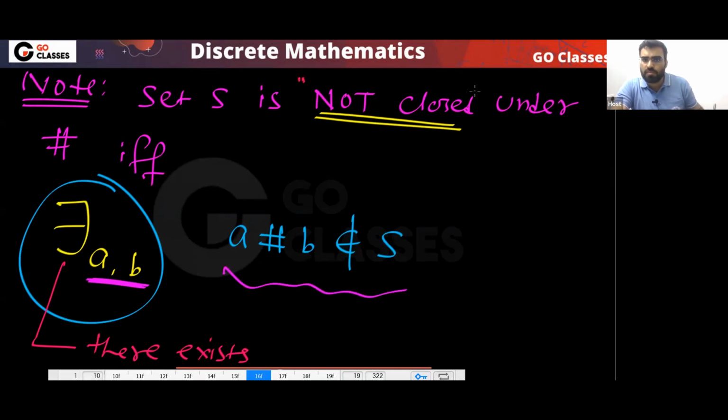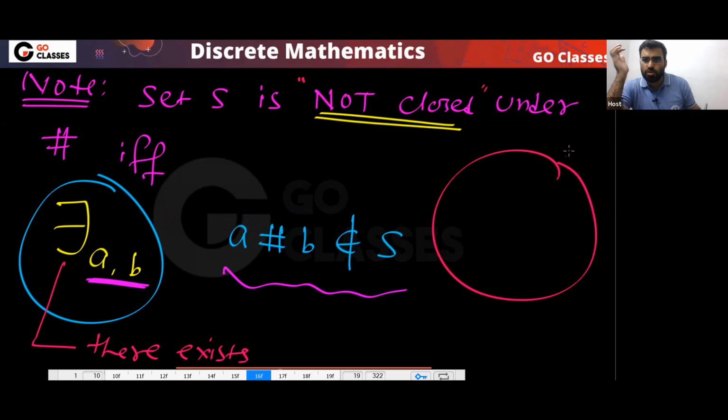Many of you might be thinking that this is very easy, that you know this definition. Yes, there exists. Basically, you have this set, and this set is not closed. Not closed means there are at least two elements, and they can be same or different. This A comma B, remember, they can be same or they can be different.